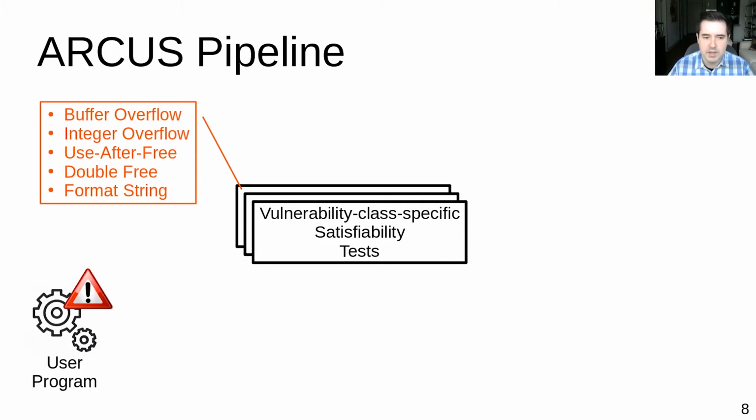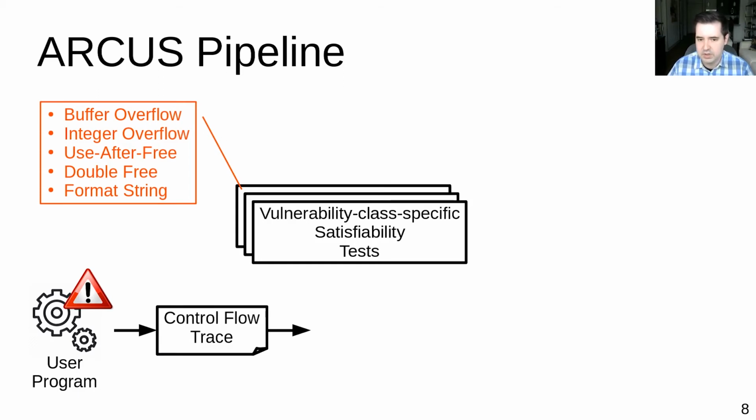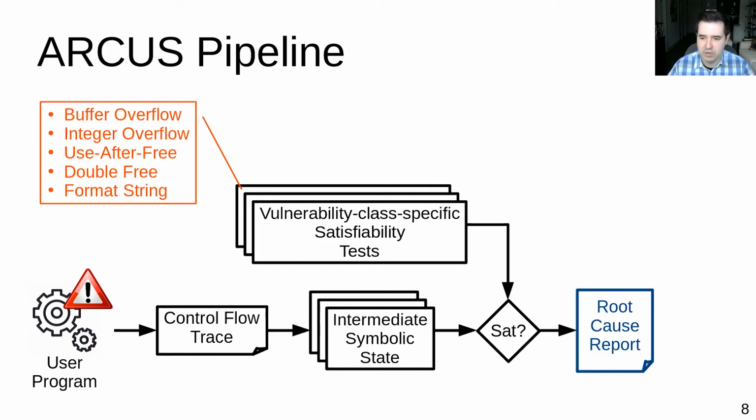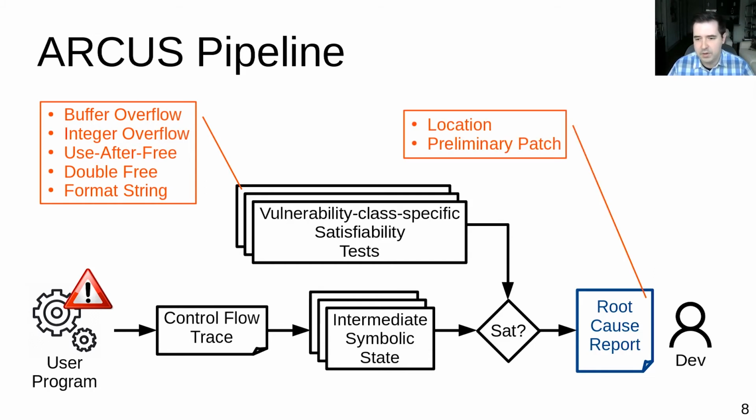Then at runtime, if a user program is flagged, we review a control flow trace of its execution, reconstruct intermediate symbolic states using symbolic analysis, and then we see if any of these states satisfy one of our vulnerability tests. And if so, we use this to generate a root cause report that can then be given to the developer, containing the location of the root cause, and even going so far as to propose a preliminary patch that the developer can then refine. However, you may be asking at this point, how can you collect control flow traces on a production system given its performance constraints?